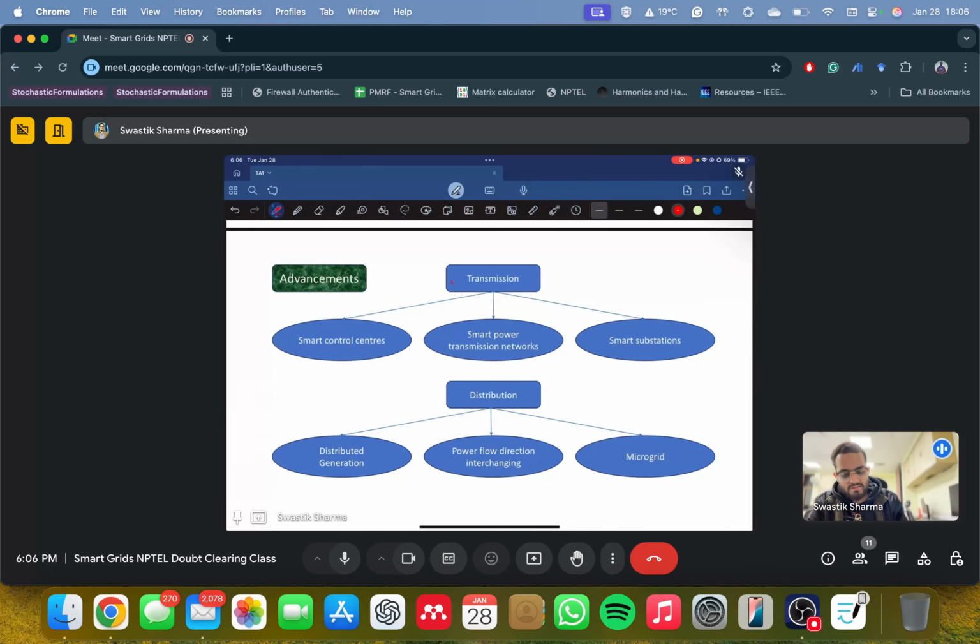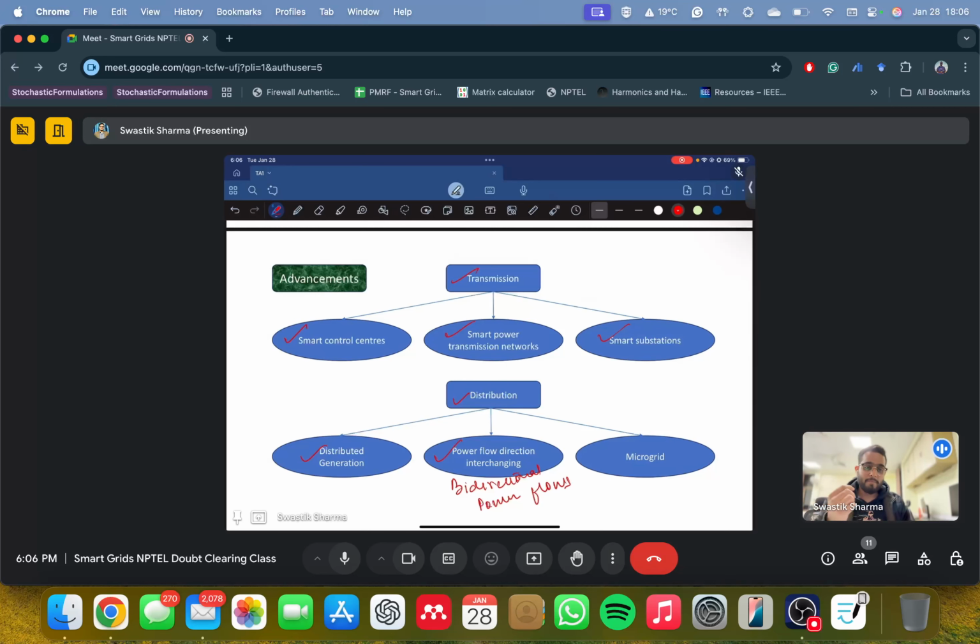So transmission systems now have smart control centers. This word smart will come everywhere, because you want to distinguish how it is different from your conventional system. What do you say when you say this person is smart? He knows everything. How does he know everything? Because he has got a brain which he uses to his best capacity. So smart control centers means they now have a brain. Smart power transmission networks also have a brain. Smart substations. And at distribution, there is this distributed generation that is coming: solar PVs and wind turbines. You have bidirectional power flows now, right?